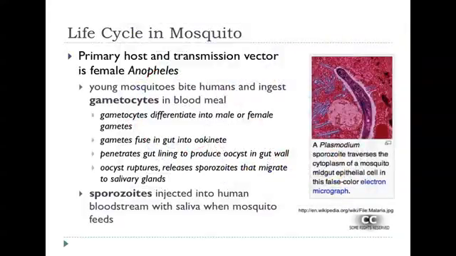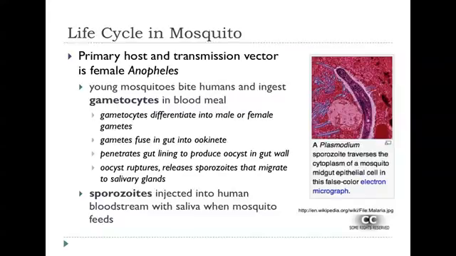So the mosquito is the primary host of malaria, and it's the transmission vector. It's only the female form of this Anopheles mosquito. And what happens is the young mosquitoes bite humans, and they ingest a form of the parasite known as the gametocyte in the blood meal. Those gametocytes can differentiate into two forms, the male or the female gametes, and then they go into the gut of the mosquito, and they fuse together.